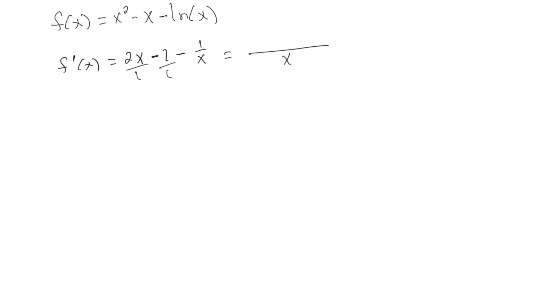So the first term, 2x, I have to multiply by x over x. So I'm going to end up with 2x squared. And then that second term, negative 1, I'm going to multiply in the bottom by x and in the top by x. So that's going to give me minus x. And then I have minus 1. So when I set this equal to 0, the denominator really doesn't matter in regards to that question.